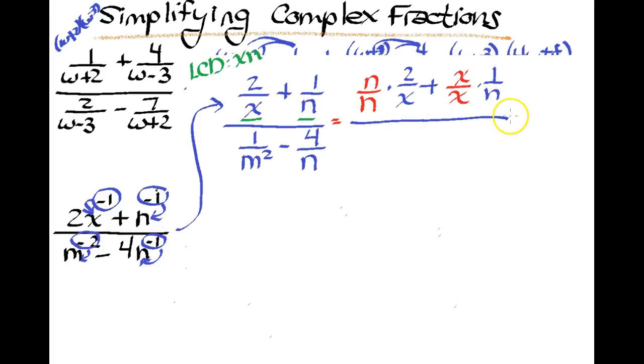Okay, in our denominator, what's the LCD of our denominator? Well, we have a unique factor of m, and its exponent is 2, and then we have a unique factor of n. Okay. So in our denominator, this first fraction is missing the n. So we're going to multiply the first fraction by n over n. And the second fraction is missing an m squared. So we're going to multiply the second fraction by m squared over m squared.